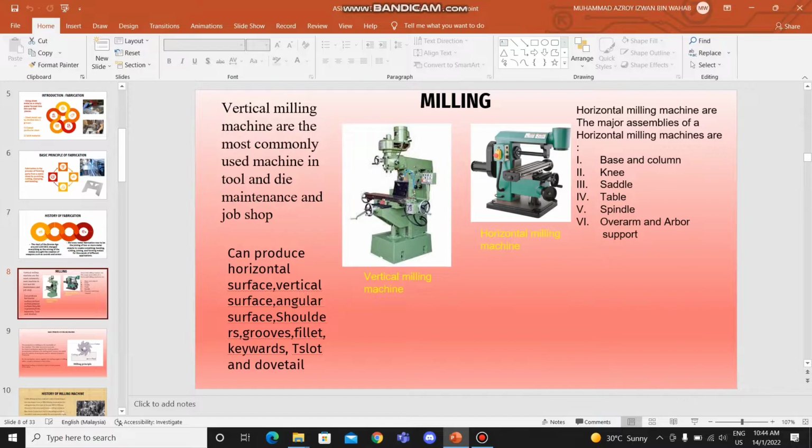Okay, I will start with milling. In milling, there are two milling machines, which are the vertical milling machine and the horizontal milling machine. Vertical milling machines are the most commonly used machines in tool and die and joint shops. They produce horizontal surfaces, vertical surfaces, angular surfaces, shoulders, grooves, fillets, keyways, T-slots, and dovetails. The major assemblies of a horizontal milling machine are: first, base and column; second, knee; third, saddle; fourth, table; fifth, spindle; sixth, overarm and outboard support.